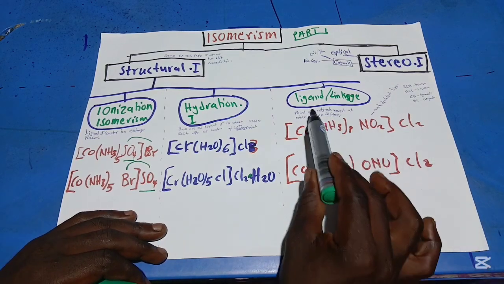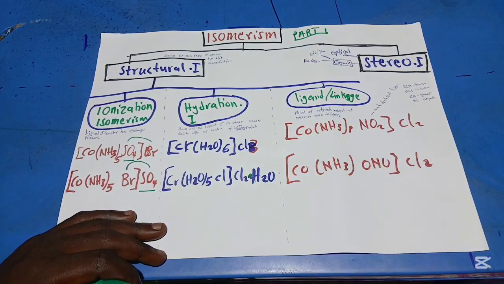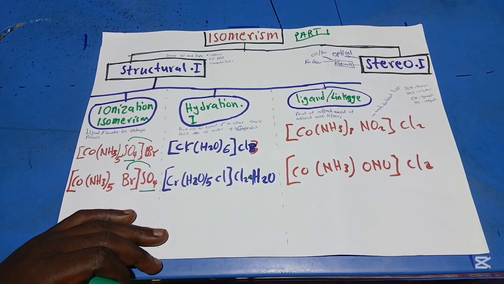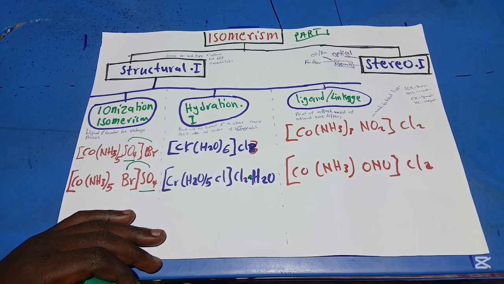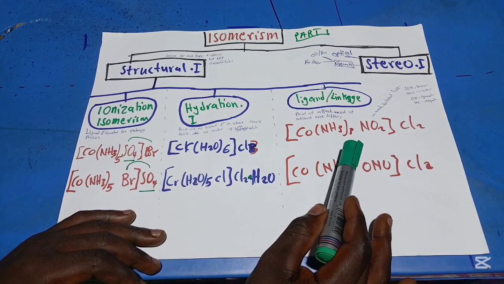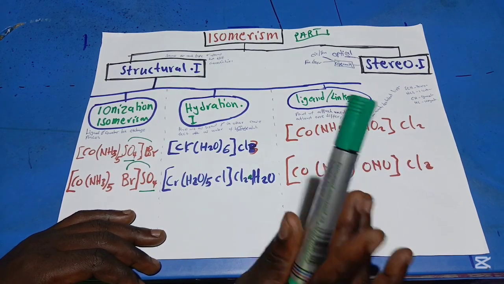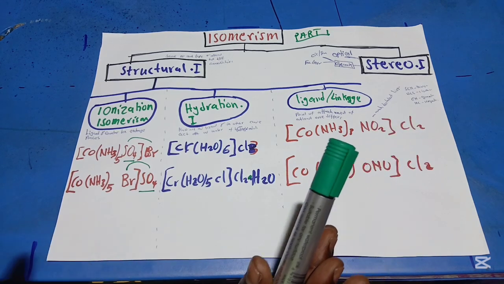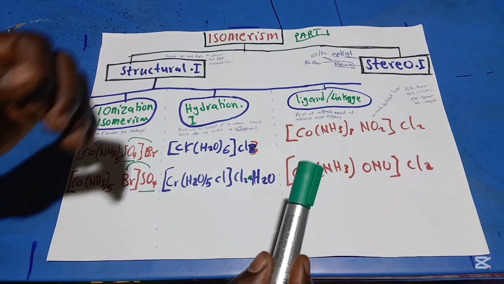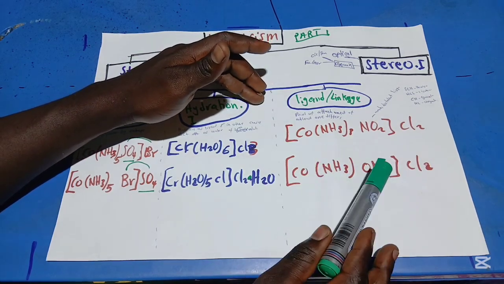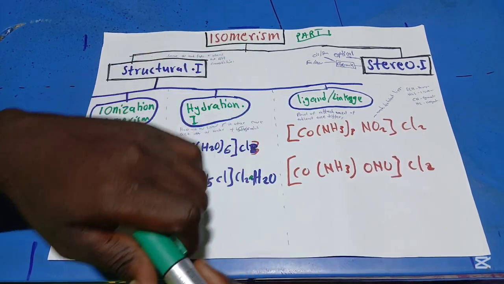So let's look at ligand or linkage isomerism. For this one, we have a ligand in a complex. Even if we have more than one ligand, at least one of the ligands has to point in different ways. The point of attachment of at least one of the ligands has to differ.